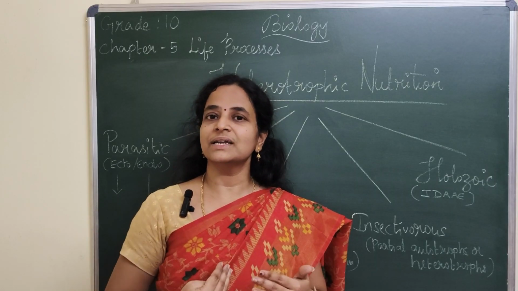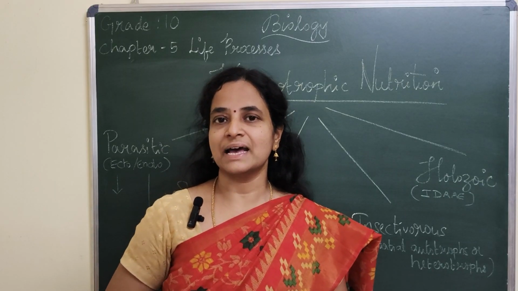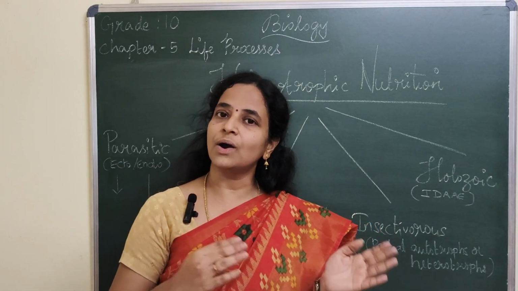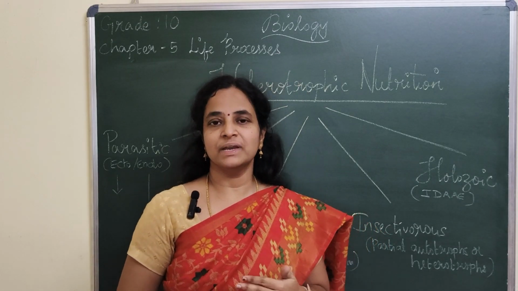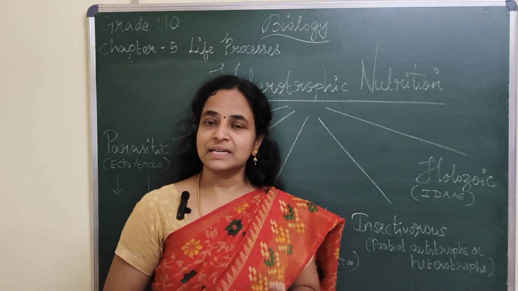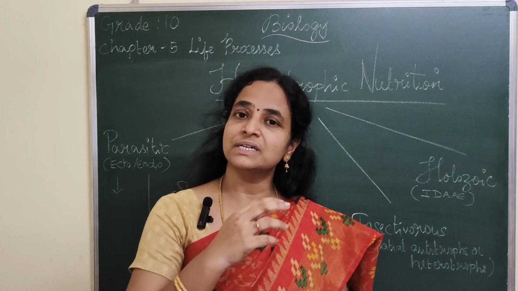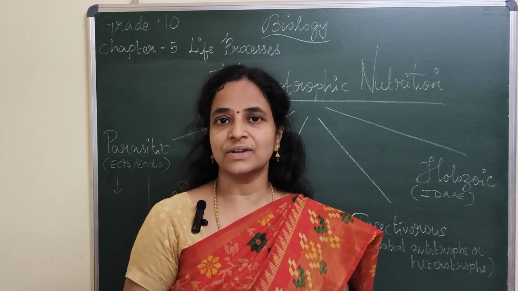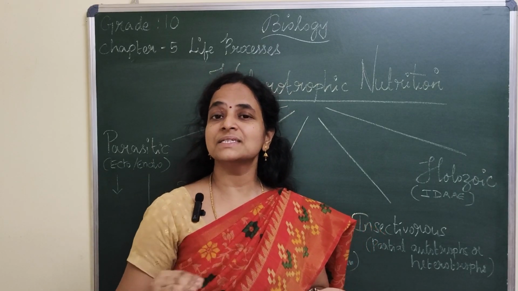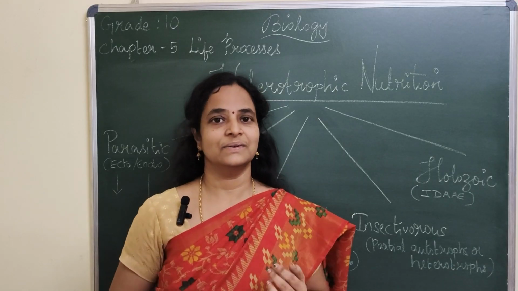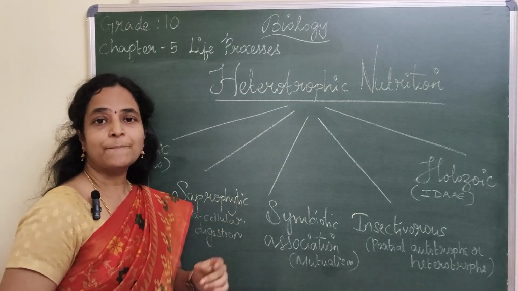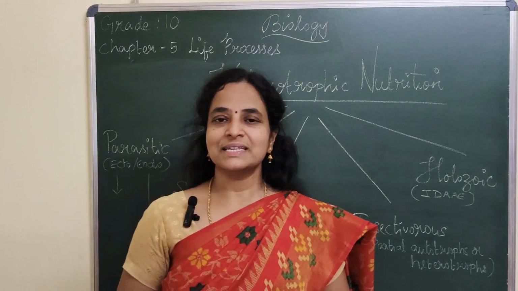Based on that, we can classify parasites as ectoparasites and endoparasites. Ecto means outside the host and endo means inside the host. The very important thing is that parasites derive nutrition from the host. The host can be a plant or an animal, and the parasite damages the host completely. Okay. The second form of nutrition is saprophytic nutrition. What are saprophytes?